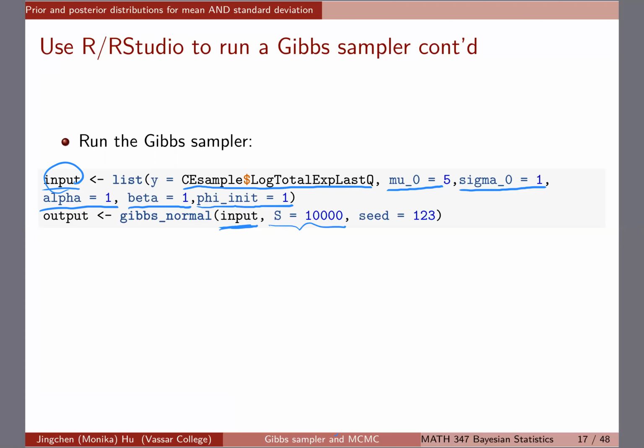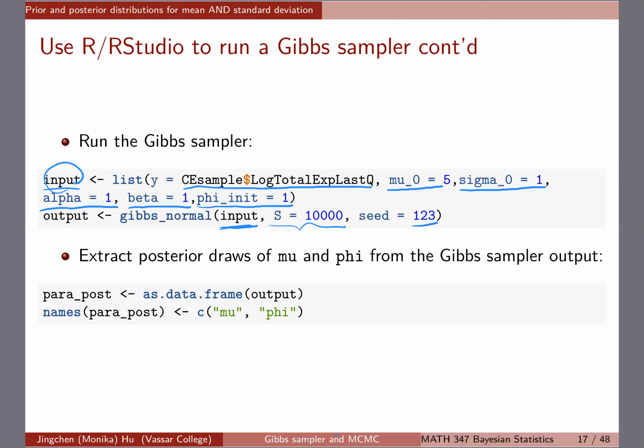And of course, this is the case where we're running the Gibbs sampler for 10,000 iterations. I'm setting the seed 1, 2, 3. Okay. So you need those to run the Gibbs sampler together with the function that you wrote before. And lastly, you can extract the draws of the mu and phi from the output. So pretty much we save this as output, right? You can put it in a data frame and name each of the columns correctly, so later you can extract them more easily.